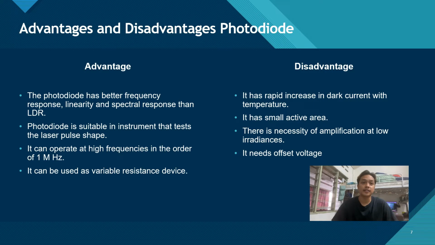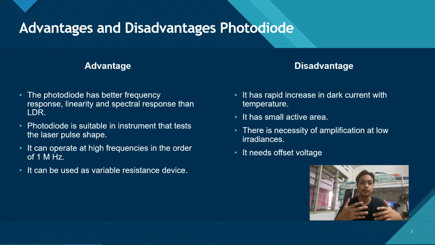And the disadvantages are that it has a rapid increase in dark current with temperature. It has a small active area. There is a necessity of amplification at low irradiance, and it needs offset voltage.